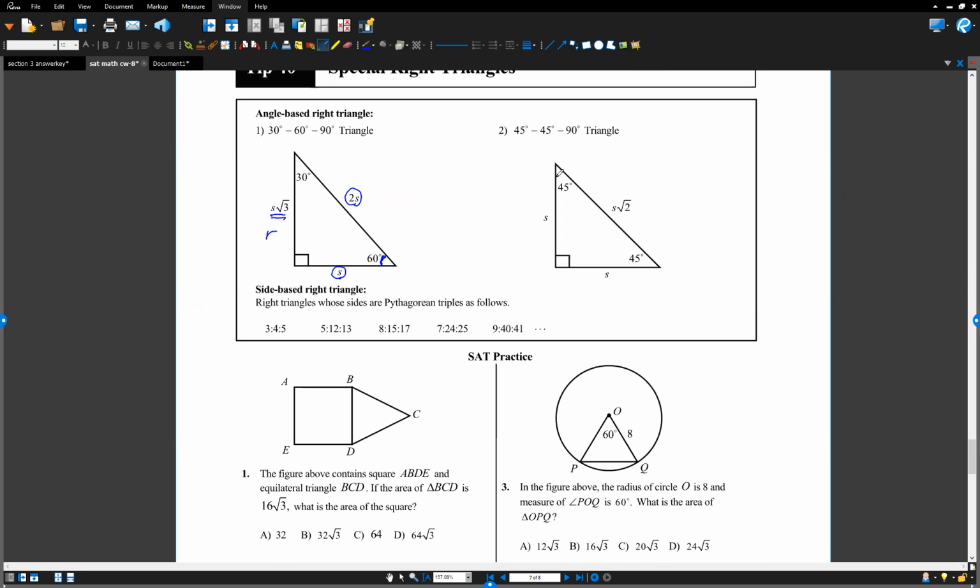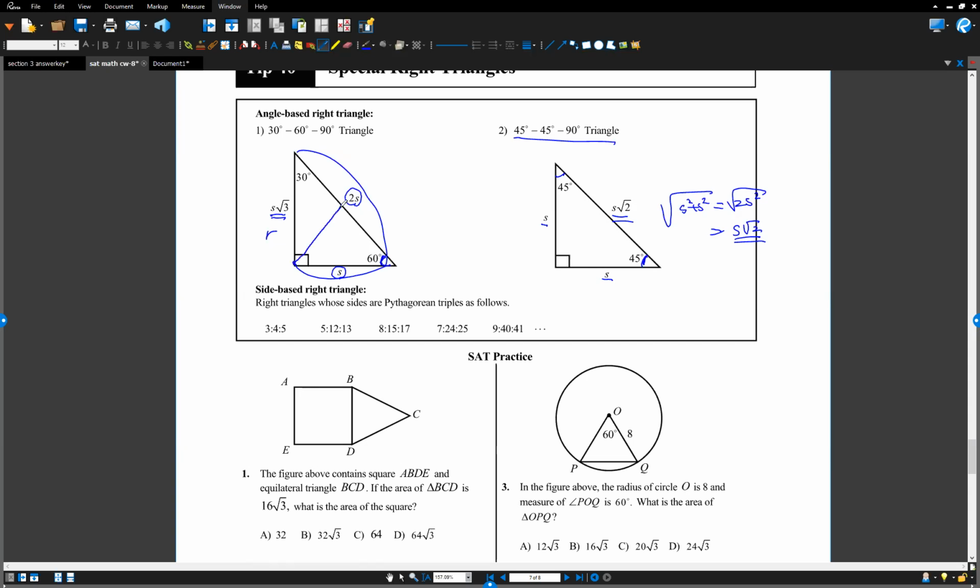Now, the second special triangle is the 45, 45, 90 degree triangle. If each leg is s, you can use the Pythagorean theorem: the square root of s squared plus s squared is the square root of 2s squared, which is s times radical 2. That's why the hypotenuse is s root 2. You need to memorize this one, okay? I explained already why this side is twice this one.